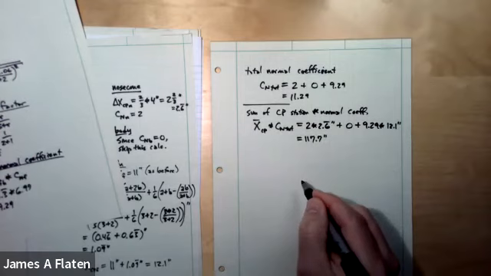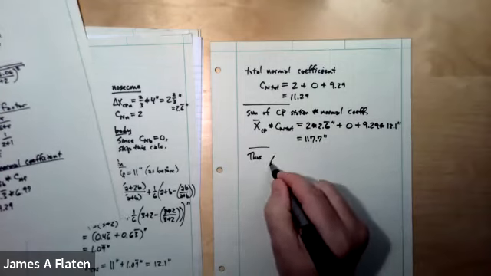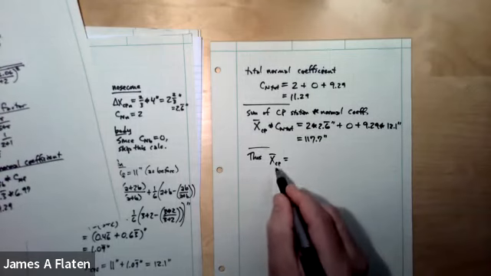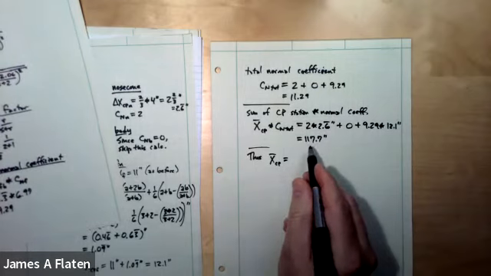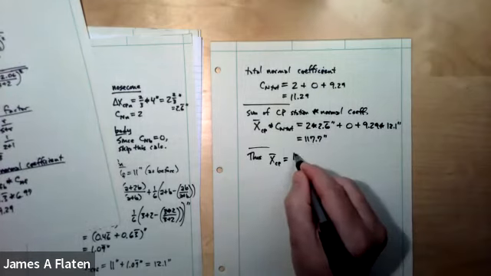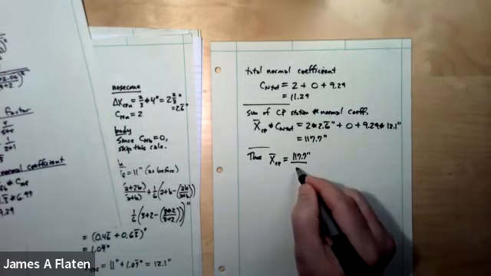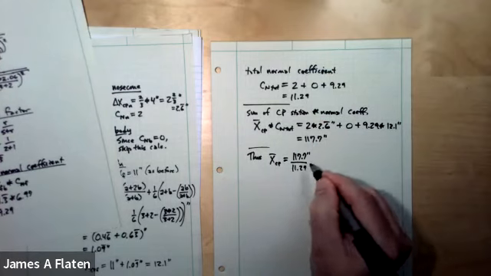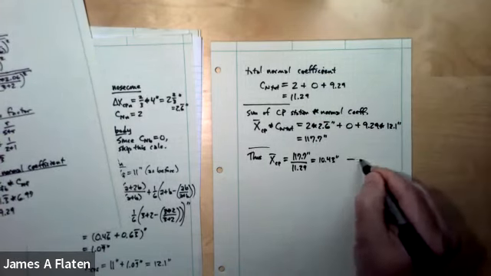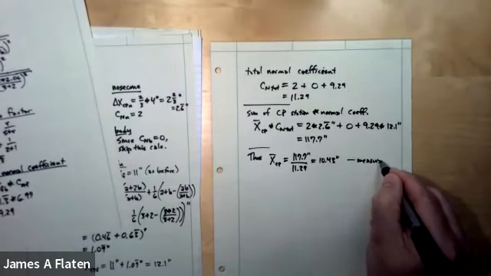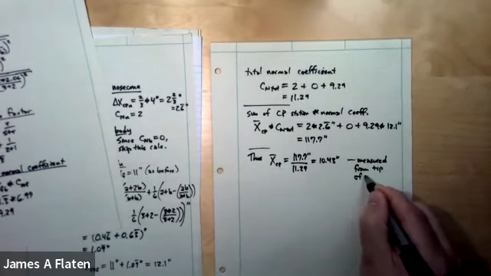And thus, wait for it, the location of the center of pressure for this object overall is equal to 117.7 inches divided by 11.29, which is 10.43 inches, again measured from the tip of the nose cone.